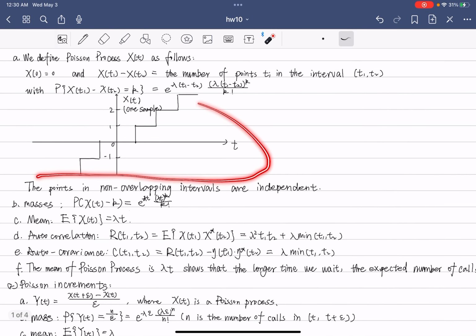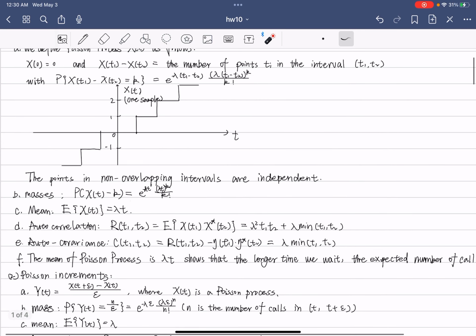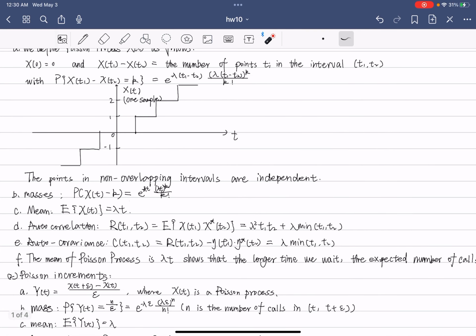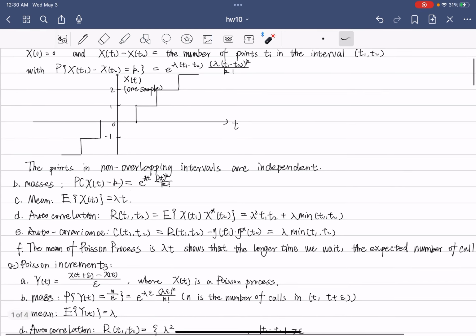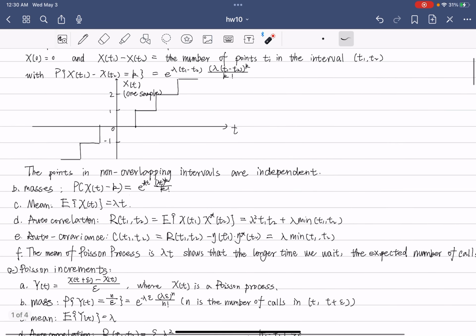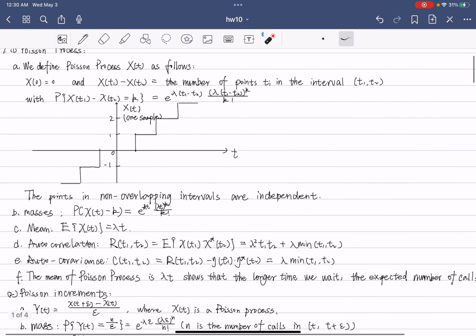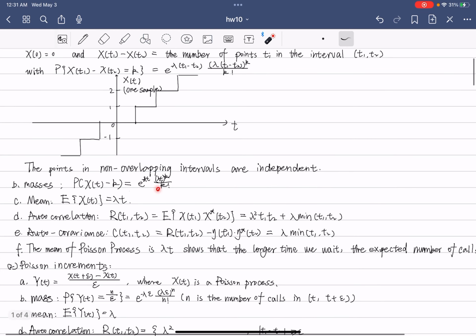In a plot like this, we can find that the points in non-overlapping intervals are all independent. The Poisson process's probability mass is the probability that X(t) equals k is e to the power of minus lambda t, times (lambda t) to the power of k, divided by k factorial.